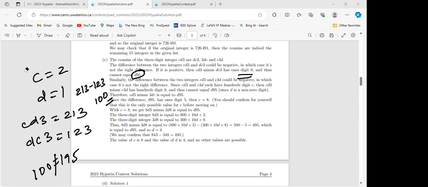Can you try the second paragraph for the same number and let's see whether this logic works or not. Similarly, the difference between two integers CD3 and C3D could be negative, which is not the right difference. Yeah, because if C3D is bigger than CD3, then it will be negative and it will become a 2-digit number. You check whether you're getting hundreds digit as 0.